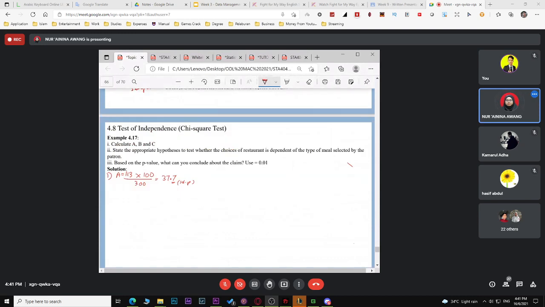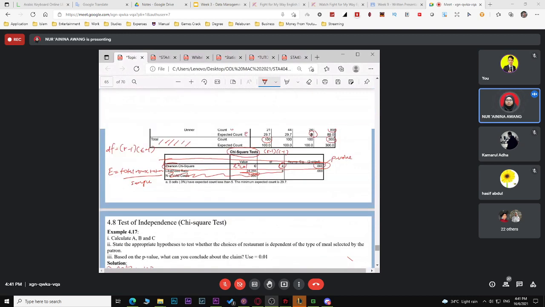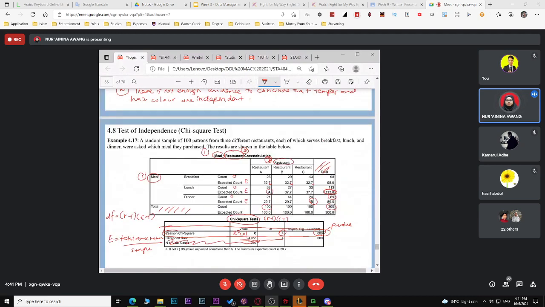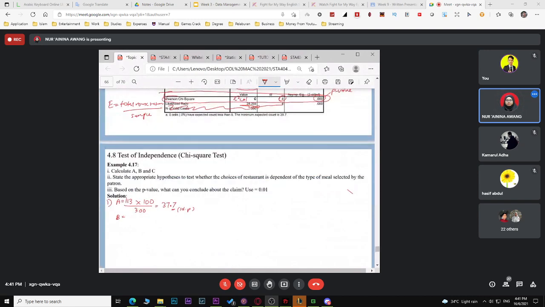Okay, so that is the value for A, and then the value for B. Okay, so for B, we take this value, 89 times 100 over 300. Okay. So 89 times 100 over 300. So you will get the value 29.7. So same, you just take one decimal place. Okay. So that is the value for A and B.